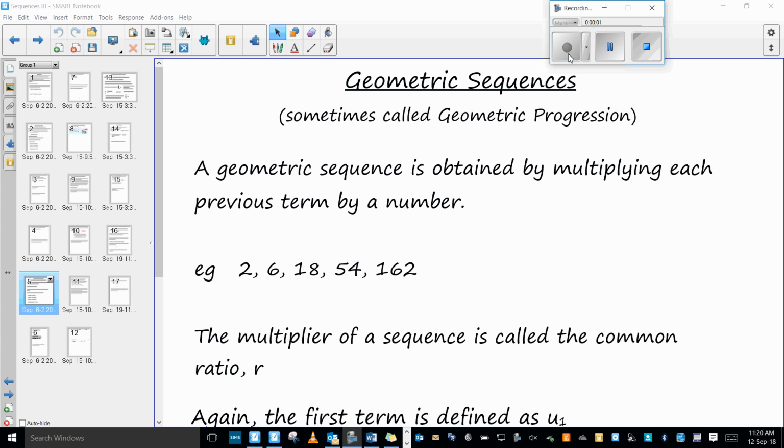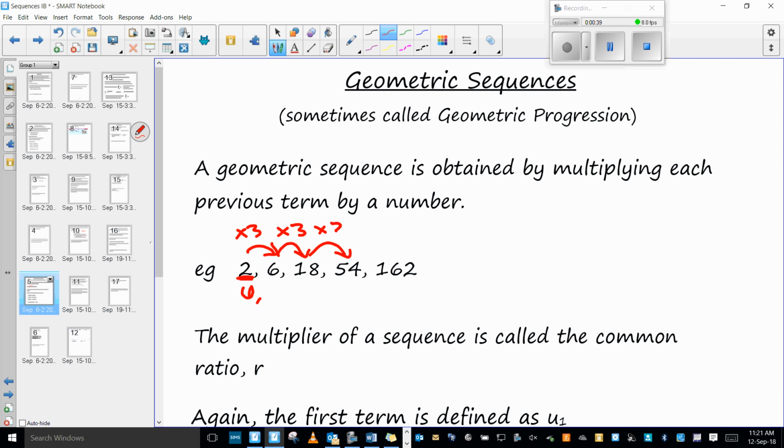We've looked at arithmetic sequences, we're now looking at geometric sequences. So a geometric sequence is obtained by multiplying one term by a number. Okay? So if this was our first term, we still call this U1, so each of the terms are still used. How do I get from the first term to the second term? What do I do to it? Multiply by 3. And to get the second to the third, you will notice the same is happening each time.